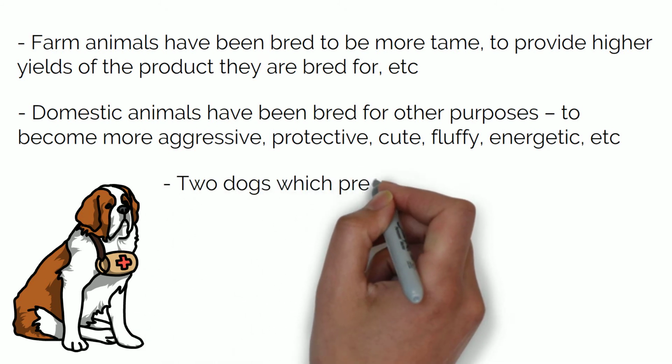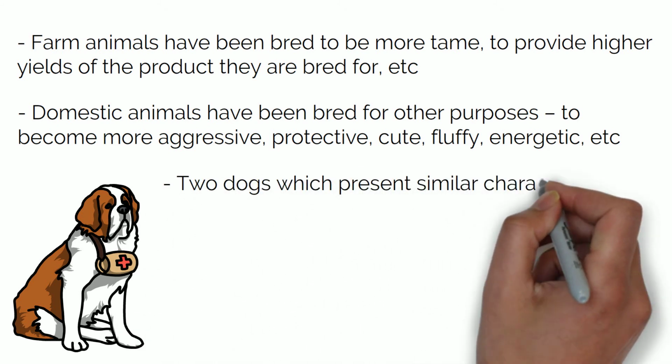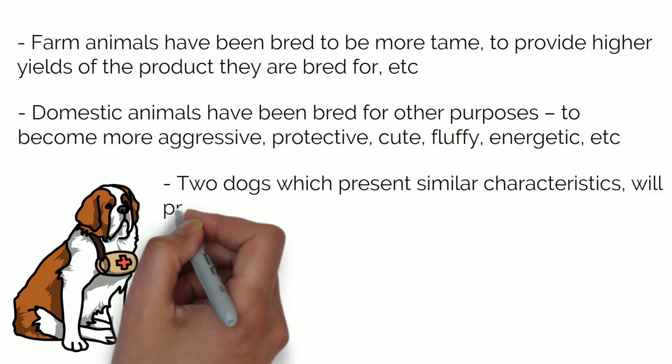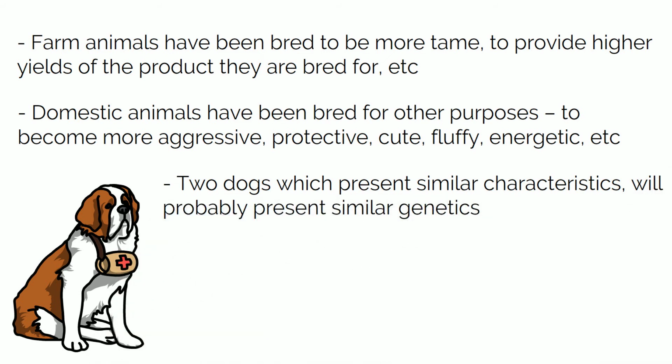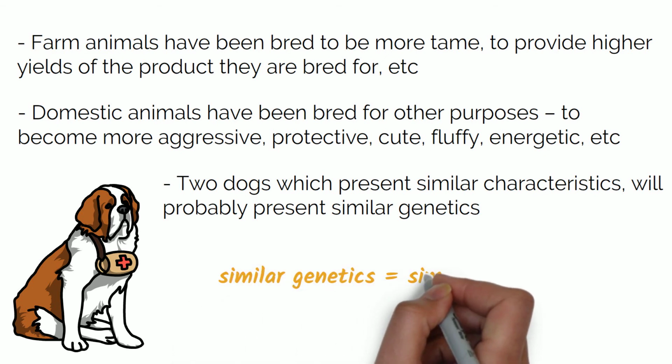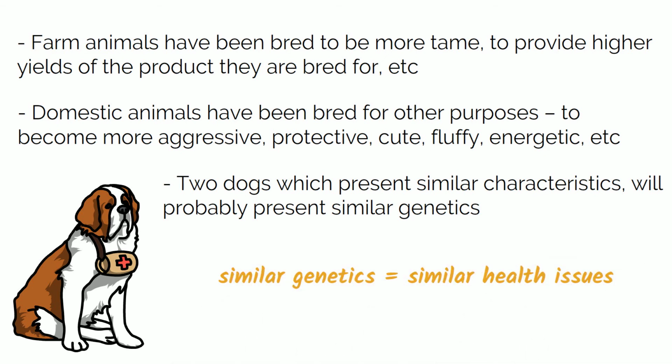The problem is that two dogs which present similar characteristics will probably present similar genetics, and as you may know by now, what genetics wants and needs is variability. So those two dogs with flat noses are probably going to have similar health issues, which will also be passed down to their babies.